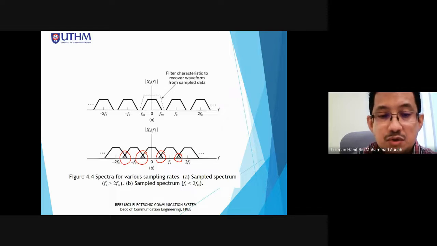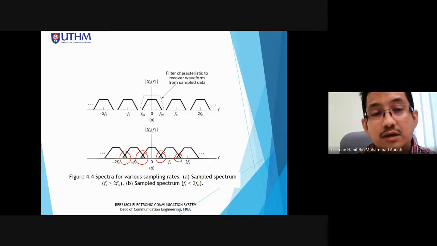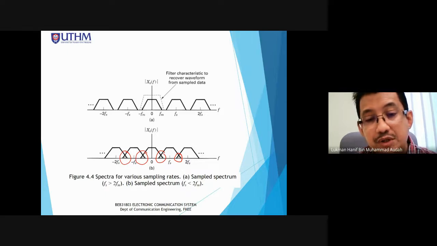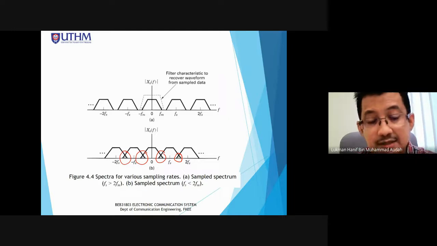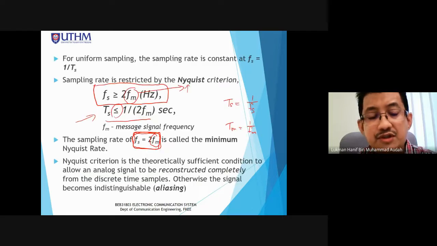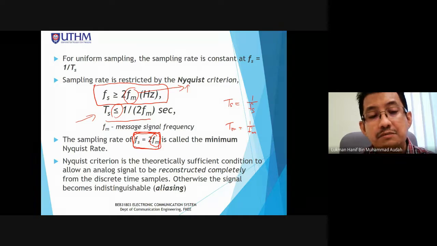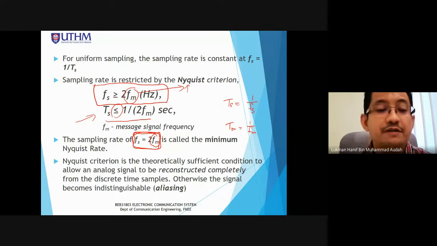Okay, so we need to avoid this issue, because if there's an overlapping, there's going to be a problem at the receiver side to differentiate between adjacent symbols. Receiver akan mengalami masalah besar untuk membezakan antara simbol yang bersebelahan. Akibatnya kualiti signal yang diterima itu menjadi teruk. Okay, so if you see from here, that means sampling itu mestilah lebih besar daripada 2 FM.